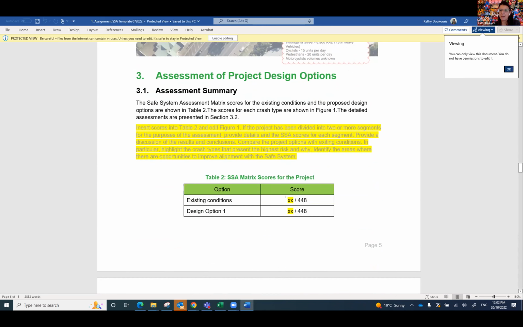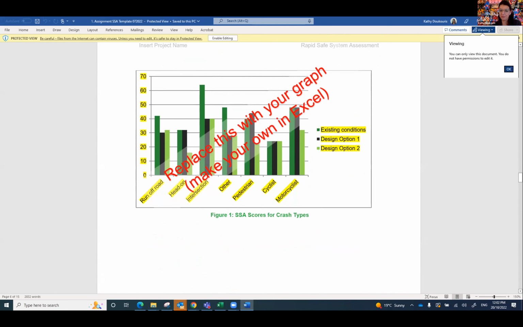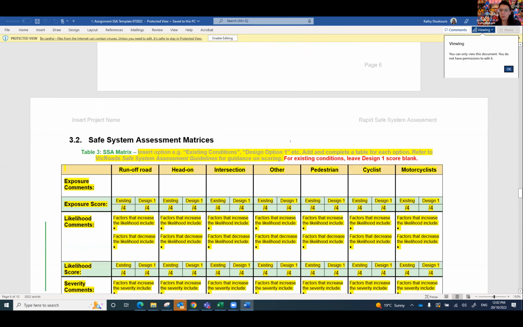So once you have actually scored it and you've done your matrix, then you pop in your final scores, one for existing conditions and one for the design option. And you create a graph. We've given you a graph generating tool as well.